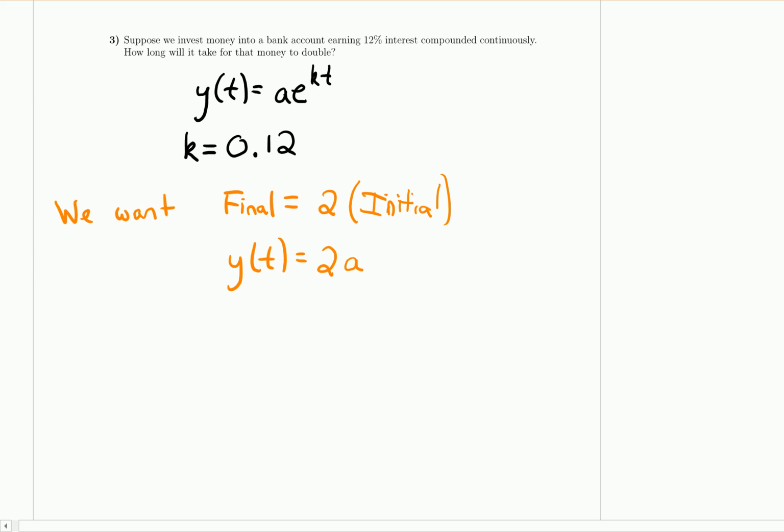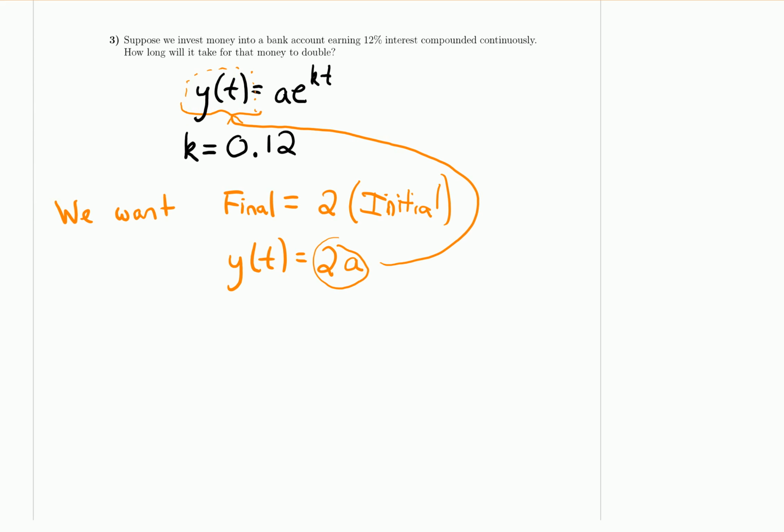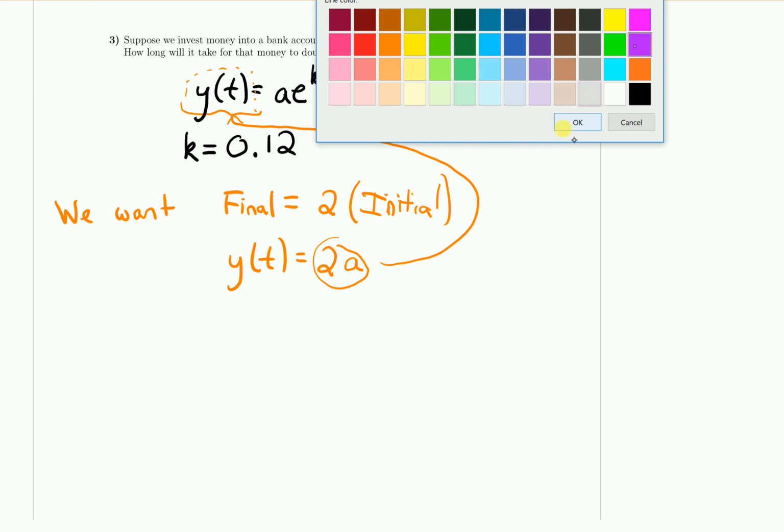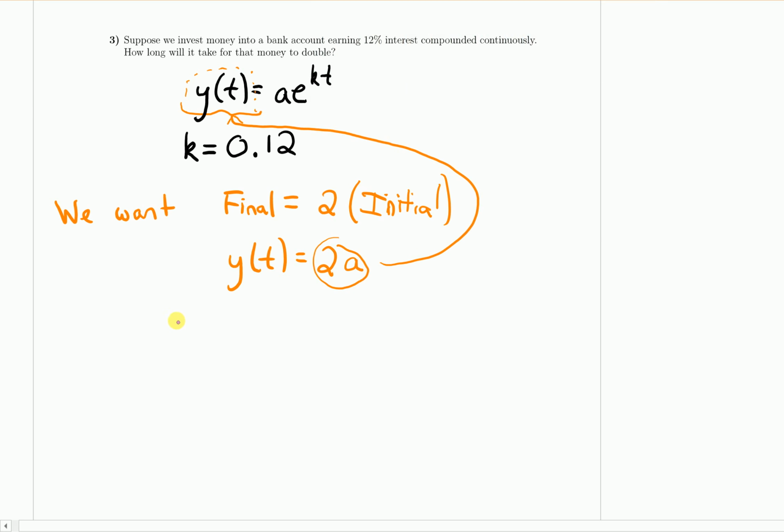So what we'll do is we'll take this. We want y of t to equal 2a. And then I'm going to plug this in and replace the whole left-hand side, all of y of t, with that. Okay, so if we do that, if I replace y of t with 2a, I get 2a equals a times e to the, I know what k is, I know it's 0.12, so I'll plug that in, 0.12 t.